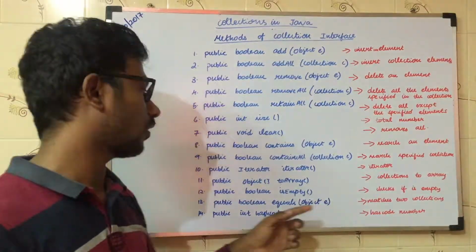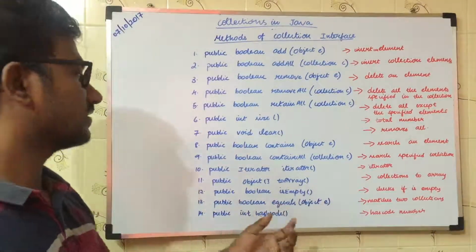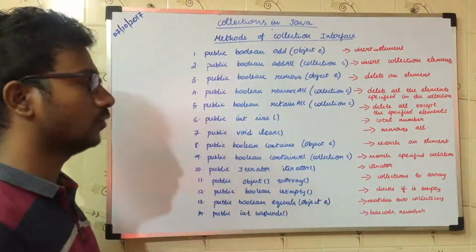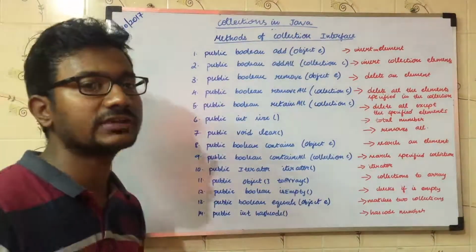Equals checks whether this object is present in that. It will compare the two collections and return true if both are equal, else false. Hashcode returns the hash code of the collection.